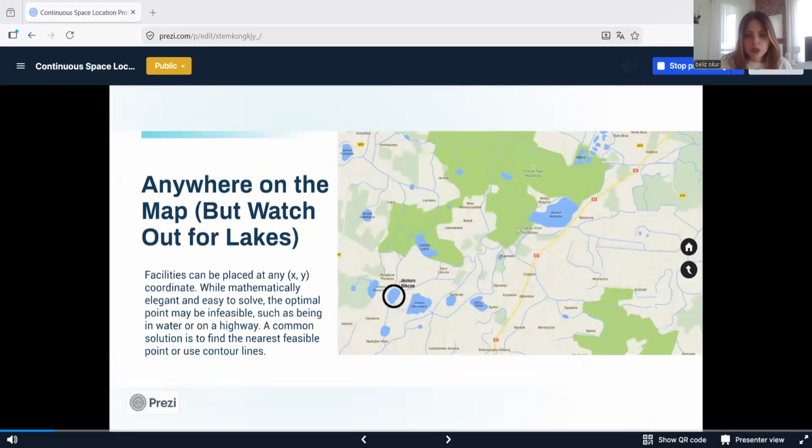In continuous space, you don't just choose between city A, B, or C. You can put your new building at any XY coordinate on the map. Math gives you endless choice. But in real life, math doesn't know what the land looks like. A formula might give you a perfect spot, but when you check the map, it might be in a lake or on a highway. So remember, the best mathematical point isn't always the point you can actually use.